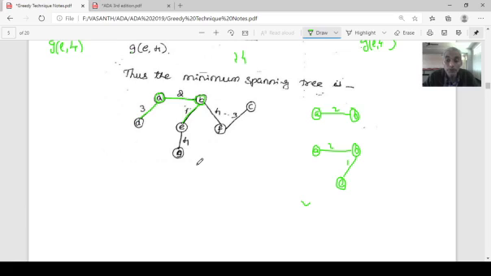Now you find the total of all the costs, right? So what is the total you are going to get? 3 plus 2, 5, 6, 10, 14, 17. So what is the total minimum cost you are going to get? 17. So this is your final answer. This is the minimum spanning tree, right? So this is your minimum spanning tree.